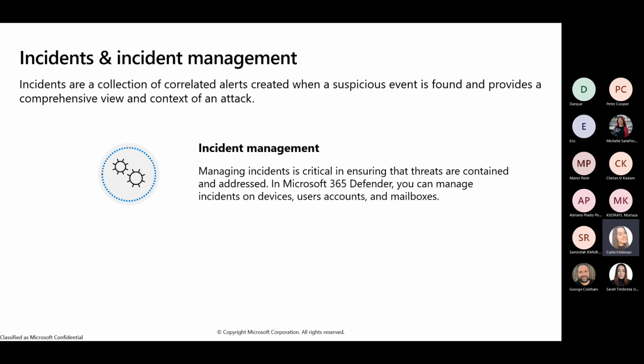Do not fear. Before I explain what actually happens if there is an incident, I'll just remind you what the definition of an incident could be. So incidents are a collection of correlated alerts created when a suspicious event is found. For example, the same kind of example, if someone was logging into George's account from London at the exact same time he's logging in from Perth. Alerts are generated from different device, user, and mailbox entities and can come from many different domains. These alerts are automatically aggregated by Microsoft 365 Defender. It's the grouping of these related alerts that forms an incident.